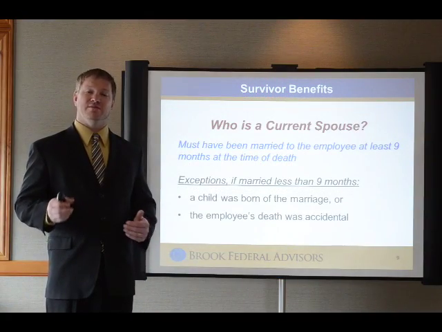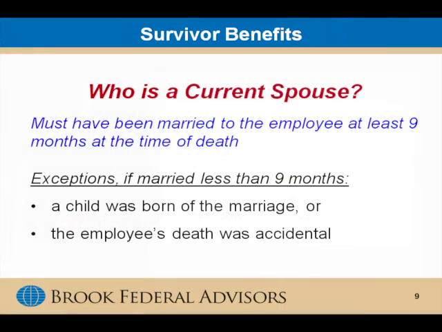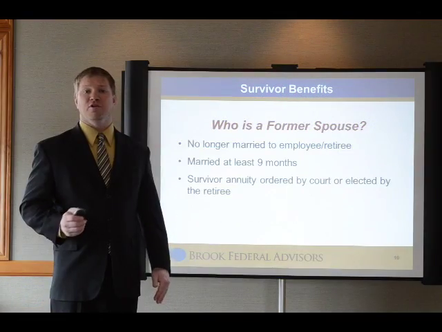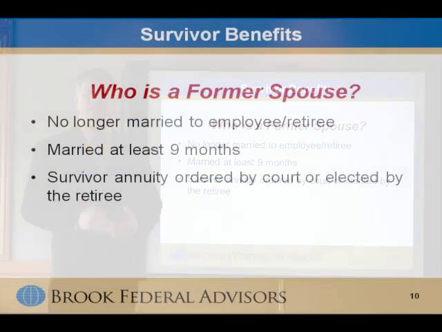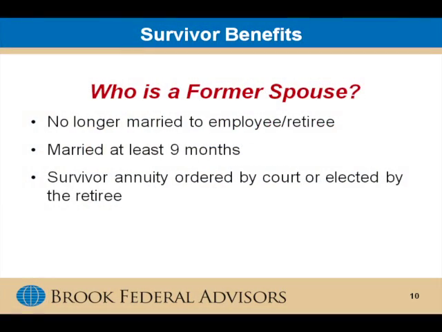Now we're going to talk about some definitions. A current spouse is someone who has been married to the employee for at least 9 months. The only exceptions are if there was a child born of the marriage or if the death was accidental. For a former spouse, the same 9-month requirement applies. Again, you're no longer married to the employee, and the survivor annuity would have to have been ordered by a court or also could have been elected by the retiree themselves.